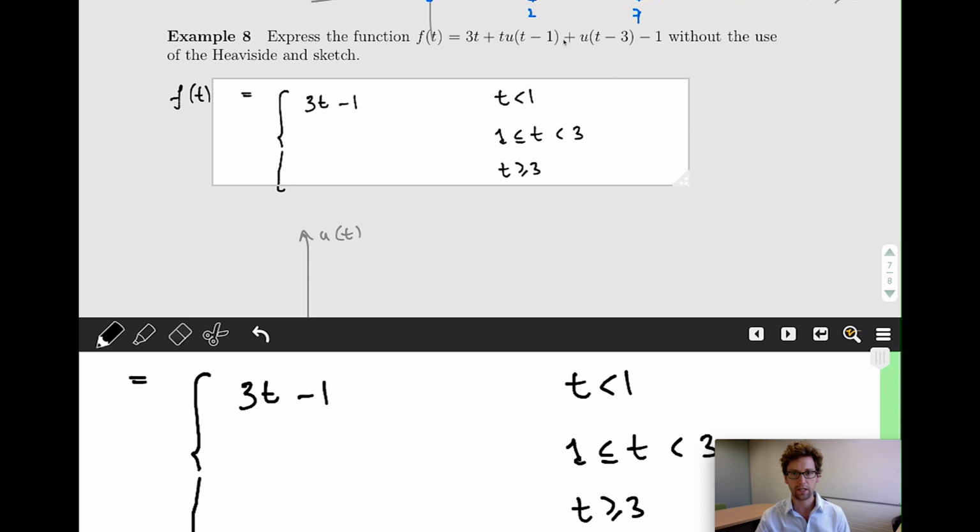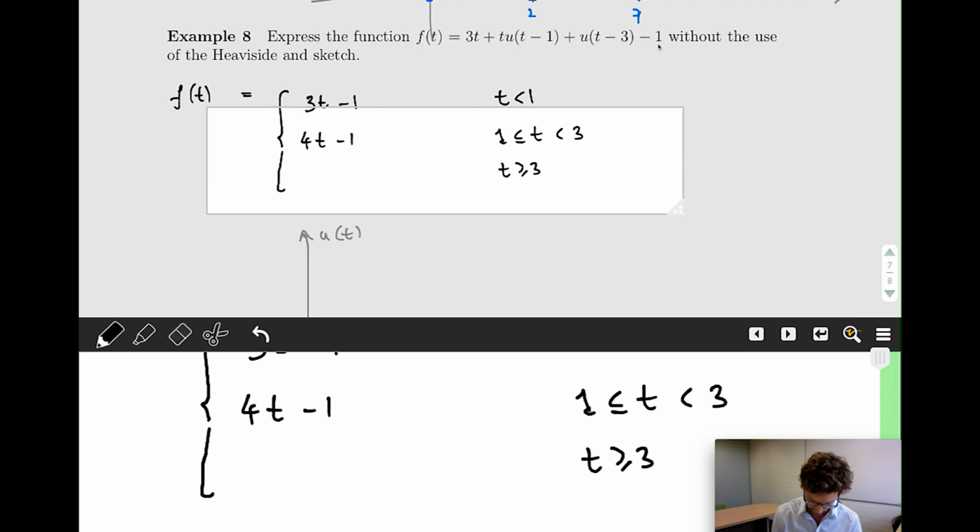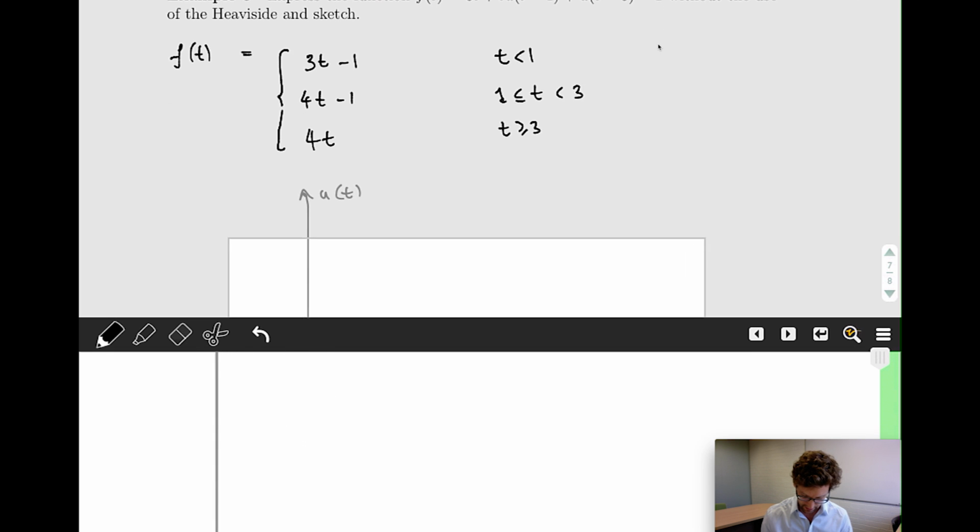Then I come along and I hit t is equal to 1. So I'm between 1 and 3, which means that this piece is not yet switched on, but this piece has. So I've got 3t plus t minus 1. I've got 4t minus 1. Lastly, t is greater than or equals to 3. So now both of these pieces have been switched on. Both levers have been switched on. Both step functions. So I've got 3t plus 1 minus 1. So I've got 4t plus 1 minus 1. I've got 4t. That gives me all the different pieces now, and I can put that together into the sketch.